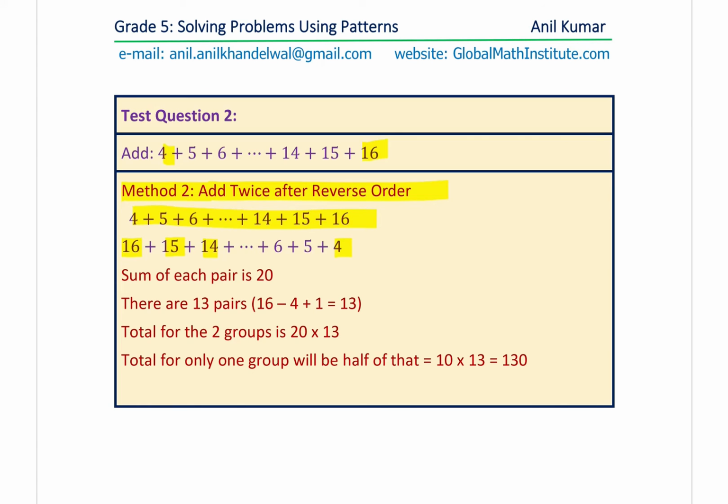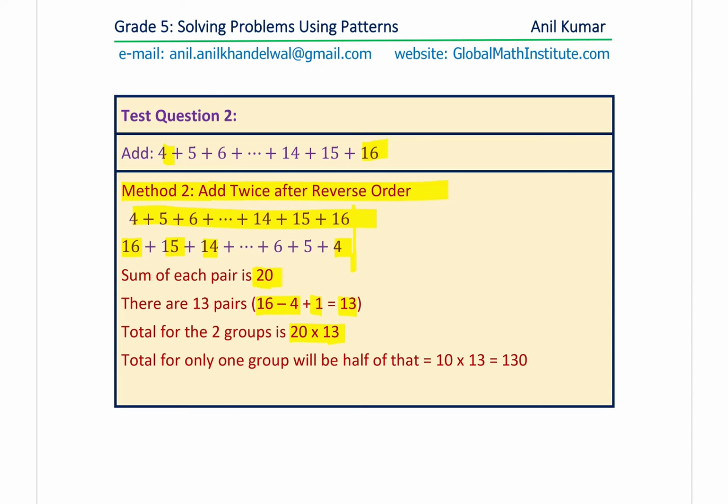When you add 16 plus 4 is 20, so the sum is 20. Again, we have to find how many numbers. 16 minus 4, add 1. 13 numbers. That means the number in the center is left alone, right? If you pair. But in this case, that is okay. We have 13 numbers and each is 20. 20 is the sum. So the total sum is 20 into 13, correct?